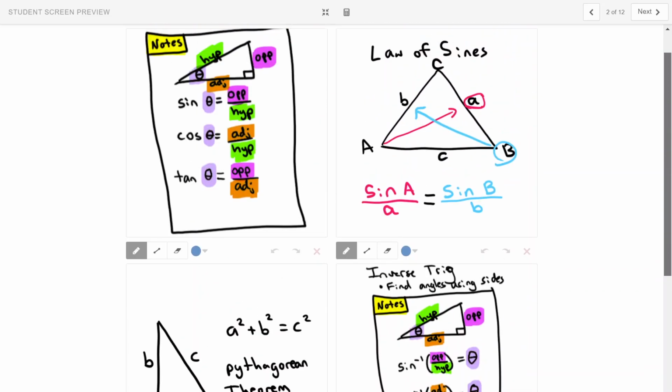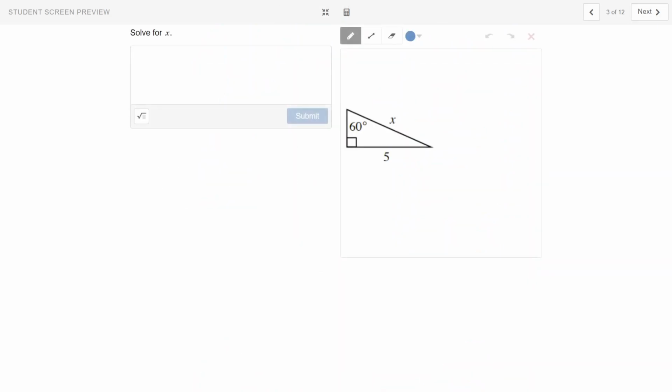Let's jump in and do some of these problems. On slide 3, we've got our first one up. Notice it is a right triangle. That should narrow down which formula to use. Then think about, are you trying to find an angle or are you trying to find a side? Looks like we're trying to find a side. If we were trying to find an angle, we'd do inverse sine, cosine, and tangent. But we're trying to find a side here.